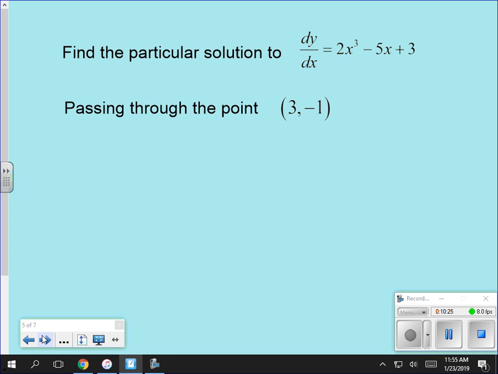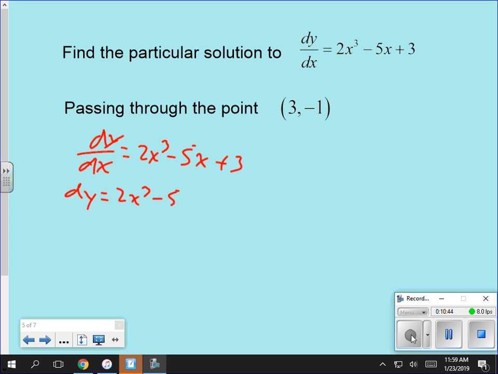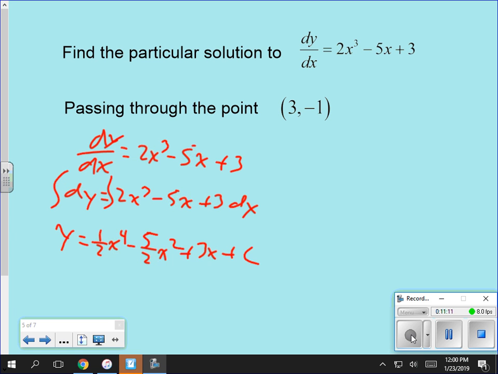Your turn. Okay. So I have dy/dx equals 2x cubed minus 5x plus 3. So dy equals 2x cubed minus 5x plus 3 dx. Integrate both sides. y equals, let's see, that would be 1/2 x to the 4th minus 5/2 x squared, right? Plus 3x plus c. Okay. And then plug in -1 for y and 3 for x and go to town.